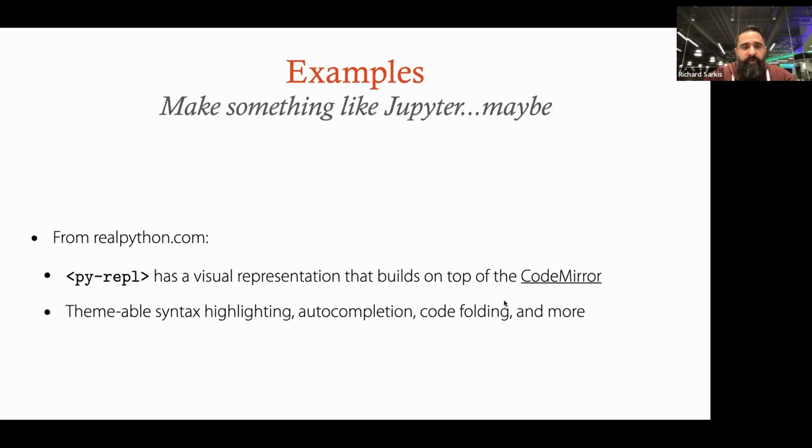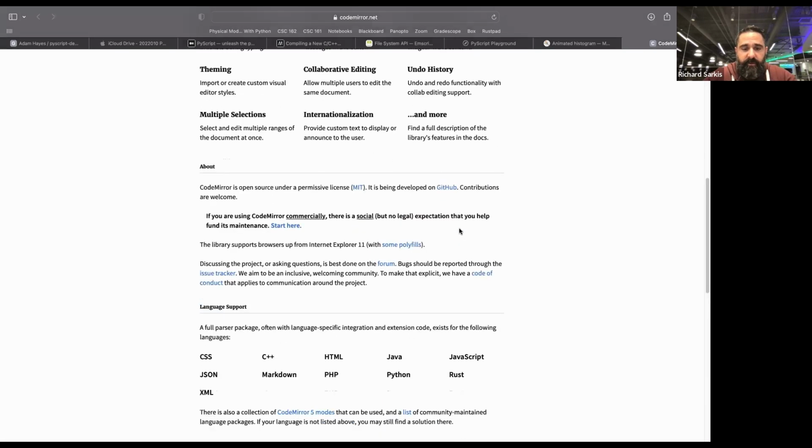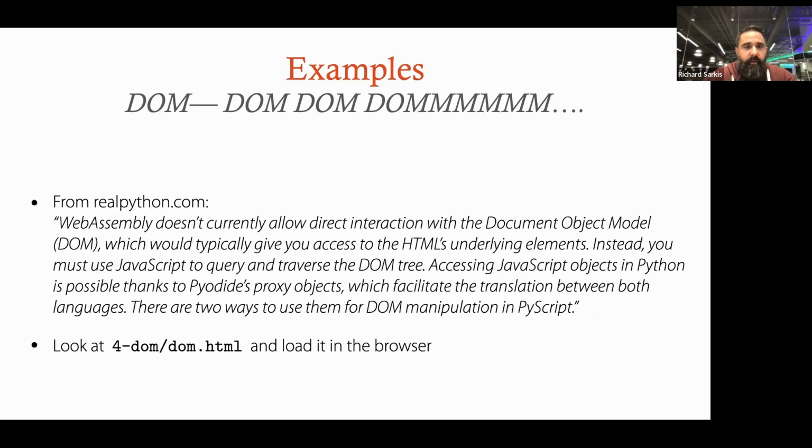Yeah, I have your links at the end of the slides, Adam. So PyRepl has visual representations that build on top of CodeMirror. I didn't know what CodeMirror was. Bring this up. Oh, okay. So basically, text editor. Got it. Okay. And Adam, I think you forgot a DOM in that title. You were trying to do a DOM. Oh, you're right. I did. I added one.